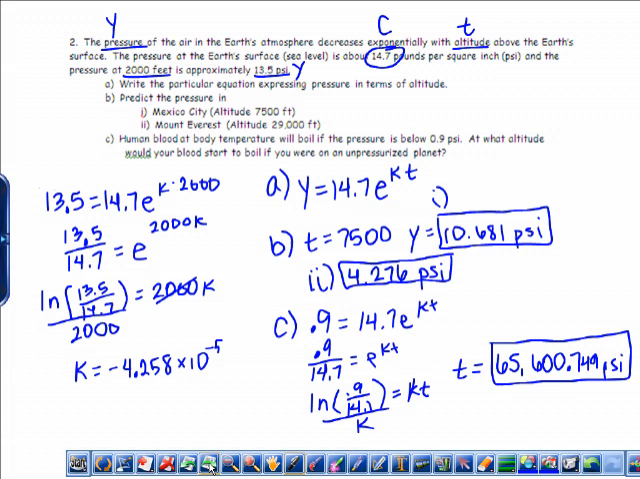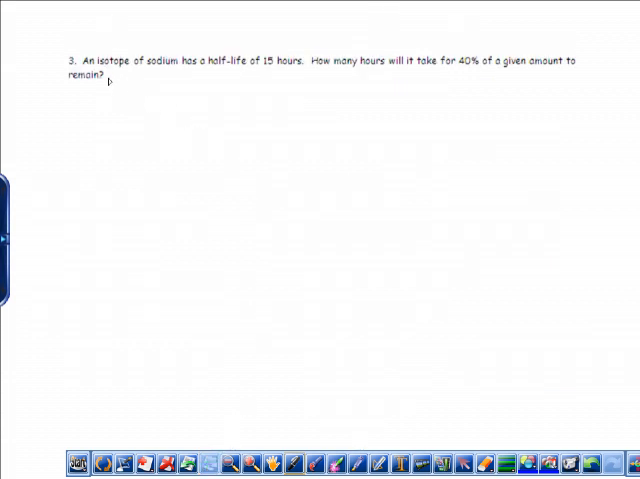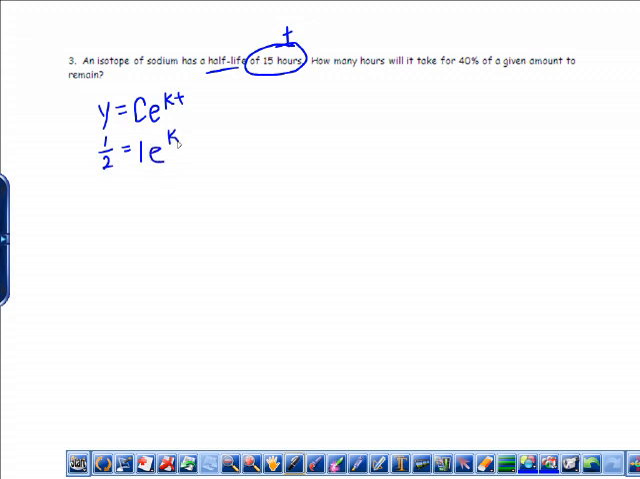Okay, let's look at the last problem we're going to do together. So this says an isotope of sodium has a half-life of 15 hours. Okay, so they're giving you T, and then they're going ahead and asking you a question. There's no step-by-step what to do. So let's first just write down the equation that we know works for all the problems. Y equals C e to the power of kt. So assume we don't know how much we start with, but we know it's talking about half-life. So assume you start with 1 gram. Then after a half-life, you would have half a gram. That's the easiest scenario to assume.